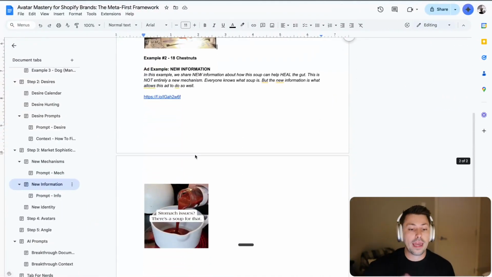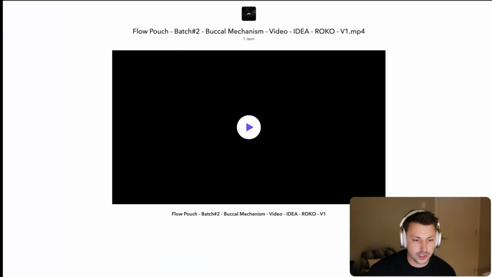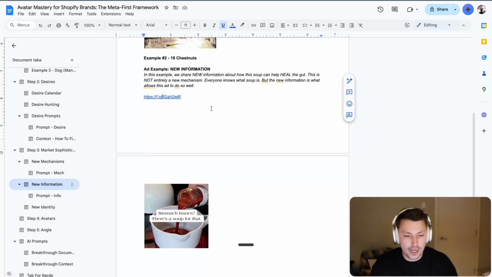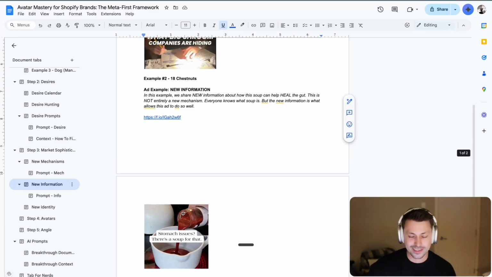Okay. Now, one that is way more simple, and this is one that I want you guys to actually take inspiration from, is the ad that talks about how this soup actually helps stomach issues. Did we put soup in lip packets? No, we didn't do that. So this is not a crazy new mechanism. They're soups. When we first started working with this brand, they were trying to market this as soup that tastes good, or soup that's good for you, all that kind of stuff. But what we ended up doing is giving people new information: hey, there's a soup that can help your stomach issues.